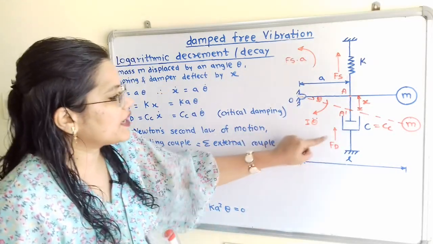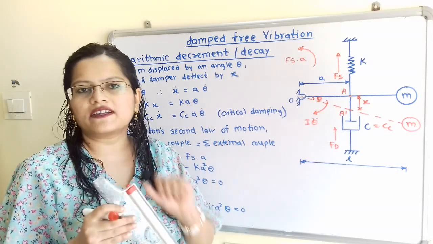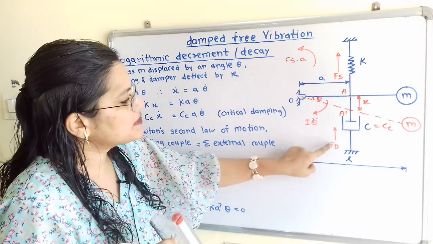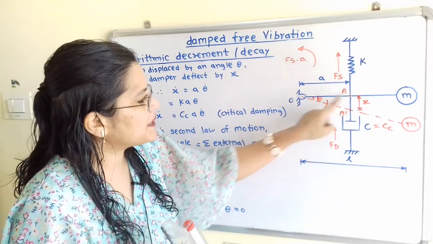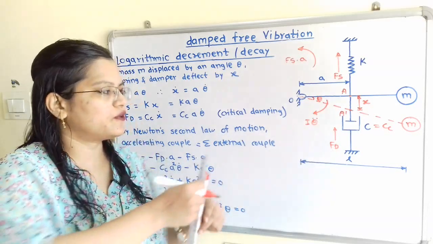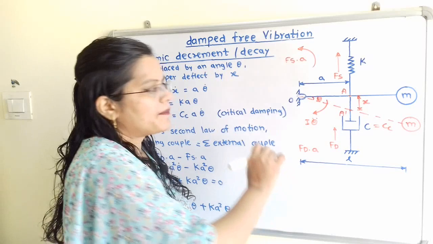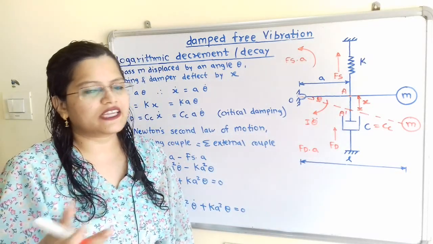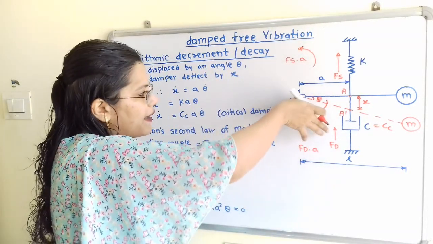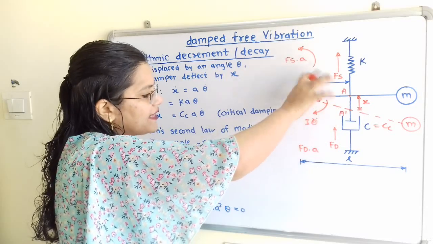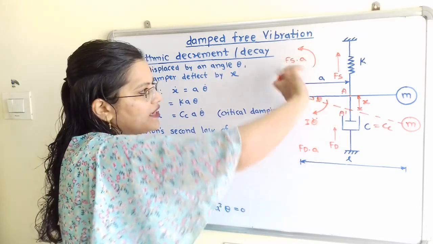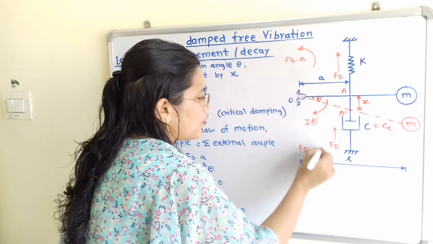Now in the same way for this Fd, how to find out couple? So couple is this force multiplied by perpendicular distance, that is Fd into A. So I will write here. So this is the couple. Now how to find out its direction? If I move the compass about this point O in the direction of Fd, that is in the upward direction, then it is anti-clockwise direction.